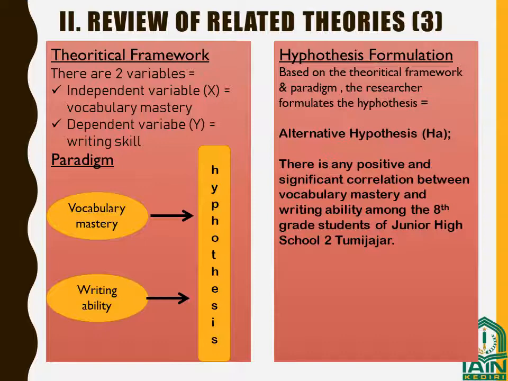And next, there are 2 variables in this research. The independent variable, X, is vocabulary mastery, and the second is the dependent variable, Y, which is writing skill. So the paradigm here is vocabulary mastery and writing ability as the hypothesis, and the hypothesis formulation is based on the theoretical framework and paradigm. The researcher formulated the alternative hypothesis: there is a positive and significant correlation between vocabulary mastery and writing ability among the 8th grade students of junior high school to intermediate.